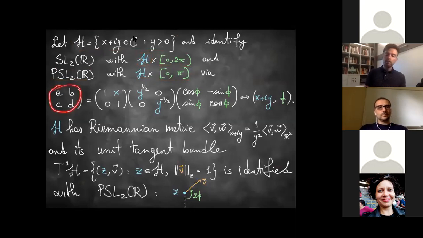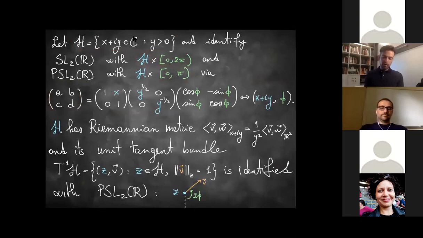Every matrix can be written uniquely in this form, where x is a real number, y is a positive real number, and phi is between 0 and 2 pi if the matrix is in SL2R. If you are in PSL2R, then you can find the angle phi between 0 and pi. This is the so-called Iwasawa decomposition.